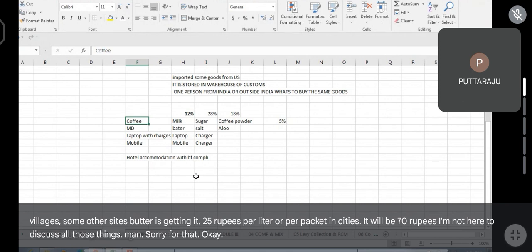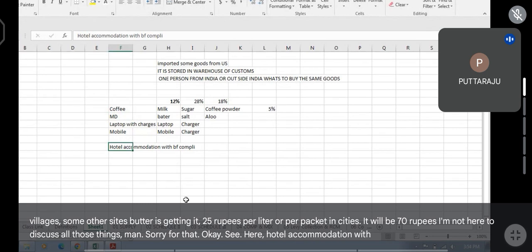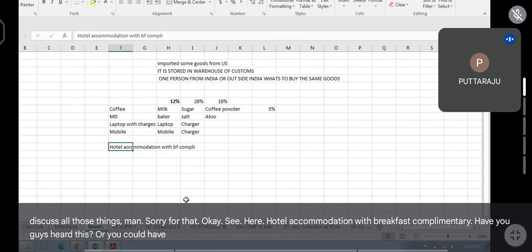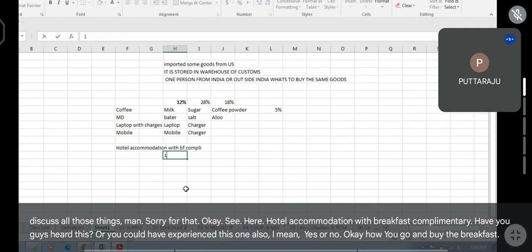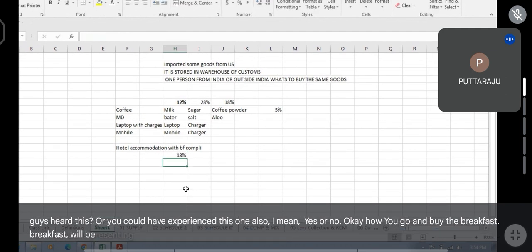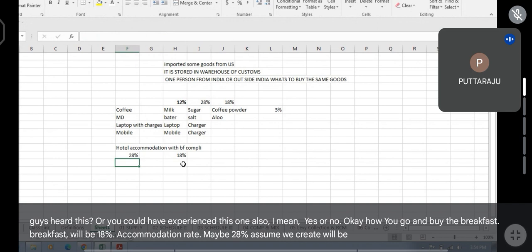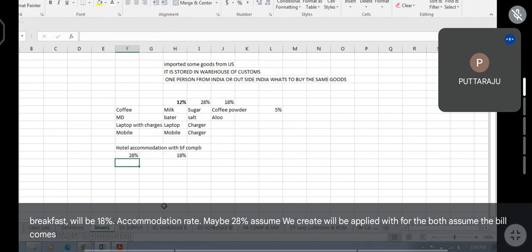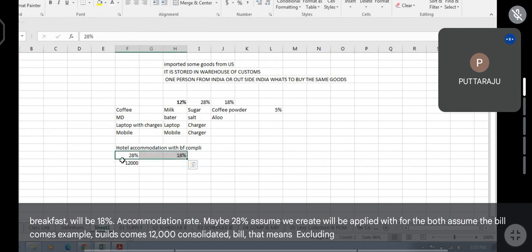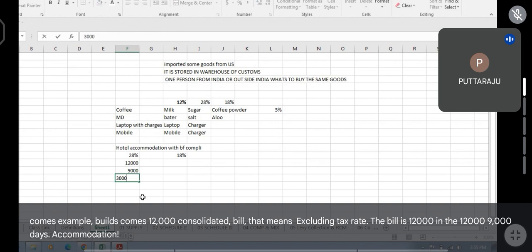Okay. See, here: hotel accommodation with breakfast complimentary. Have you heard this, or experienced this also? Yes, sir. If you buy the breakfast, the rate will be 18%. Accommodation rate may be 28%. Assume which rate will be applied for both. Assume the bill comes as a consolidated bill of 12,000, excluding tax. In that 12,000, 9,000 is for accommodation and 3,000 is for breakfast.